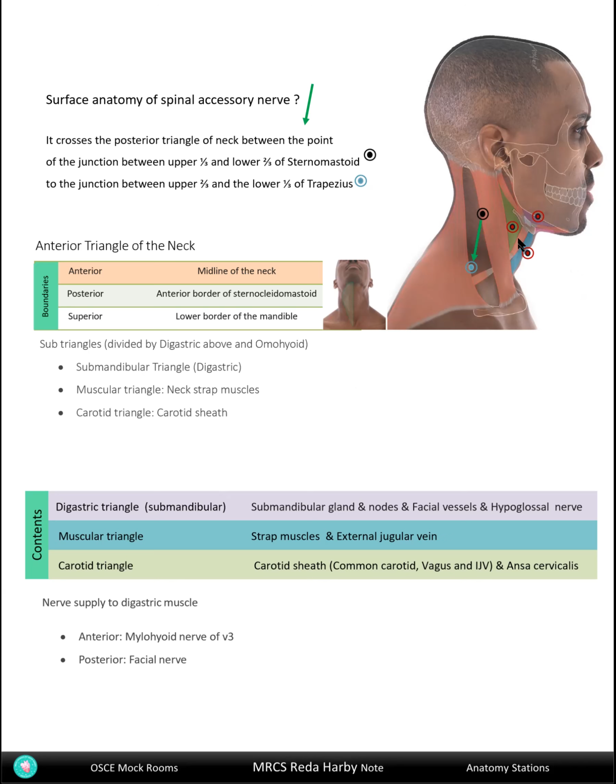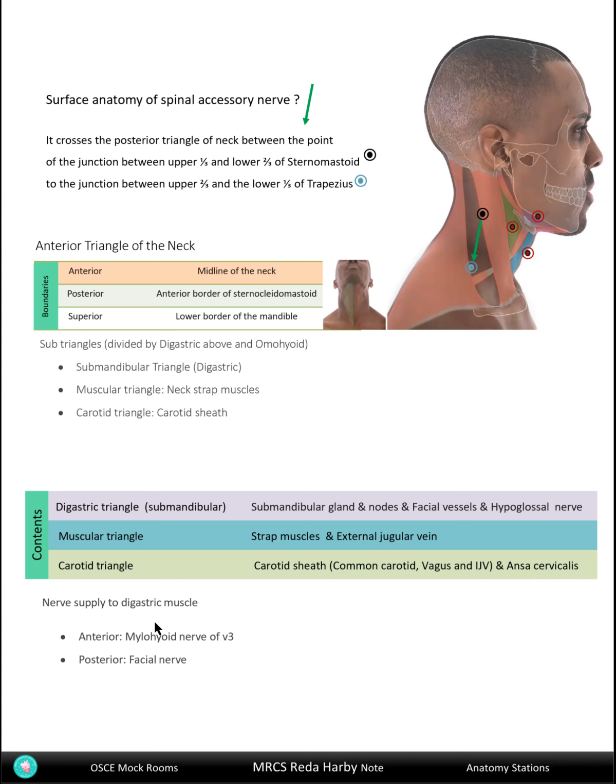You have the digastric triangle, the submandibular triangle containing the submandibular gland, nodes, facial vessels, and the hypoglossal nerve. This one is the muscular triangle containing strap muscles and the external jugular vein. And this color is the carotid triangle containing the carotid sheath, which contains the common carotid, vagus, and internal jugular, and outside it the ansa cervicalis from anterior.